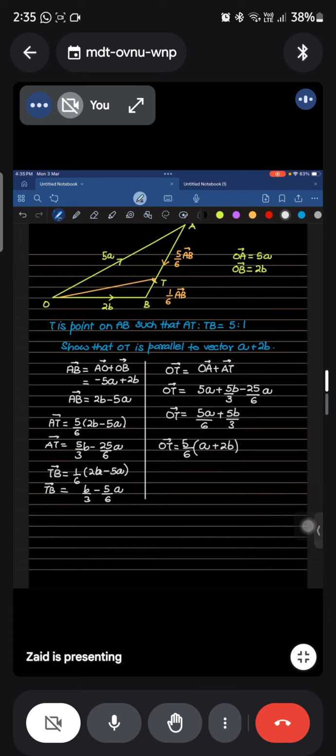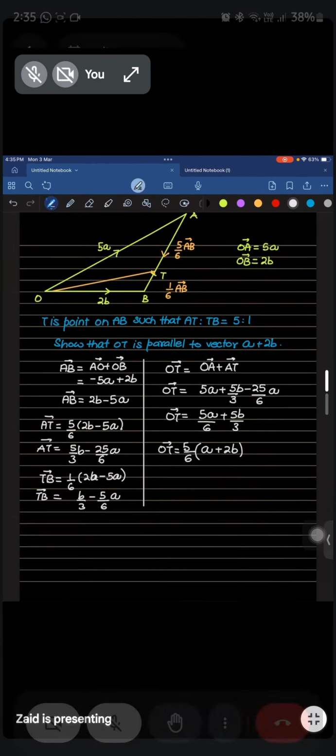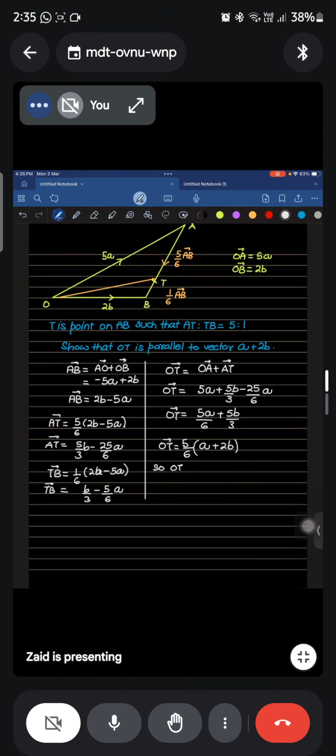Exactly. It is parallel because the vector is there and a constant term is there. That is basically proving that it is parallel. This was another 5 marker. Please have a note of this. Okay. Done. One more question to go.